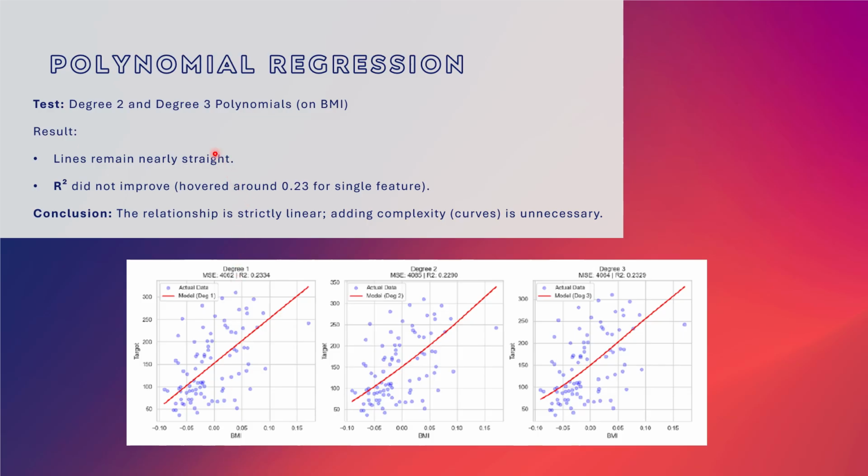To test for nonlinear patterns, I applied the polynomial regressions here. However, as these plots show, the regression line for degree 2 in the middle and degree 3 on the right look almost identical to the straight line on the left side. So the accuracy did not improve. The R squared stayed around 0.23 for a single feature. This proves that the relationship is linear, and adding complexity just adds unnecessary noise.